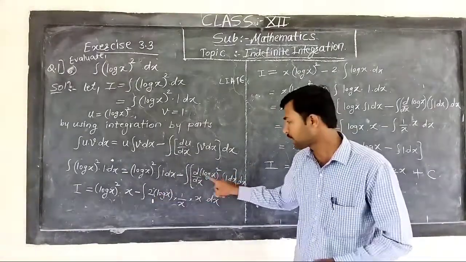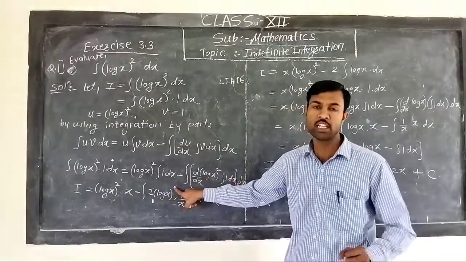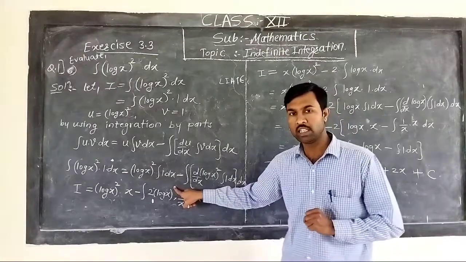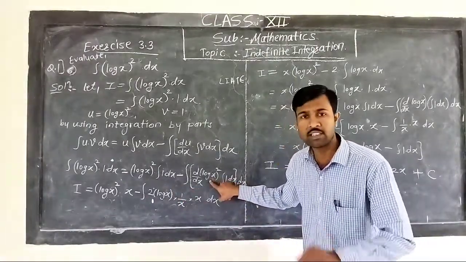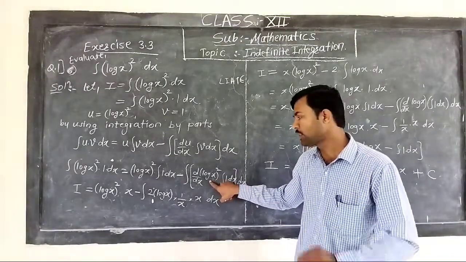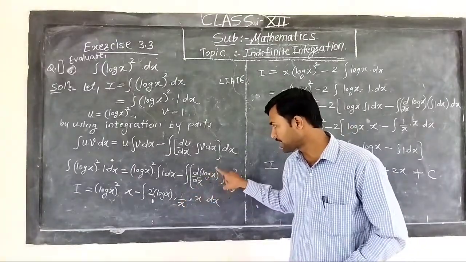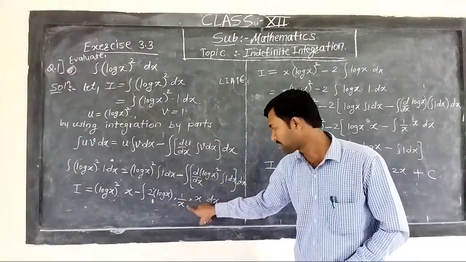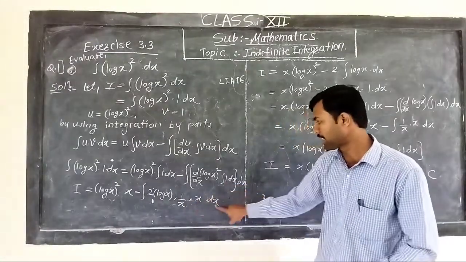Here f of x is log x. Log x raised to the power 2 minus 1 means 1. There is no need to write 1 on the index. Then after, this is log x. It is a function of x, and if the function is more than x, we have to differentiate it again in multiplication. That is derivative of log x, and derivative of log x is 1 upon x, into integration of 1 dx. It is x, and this dx remains as it is.